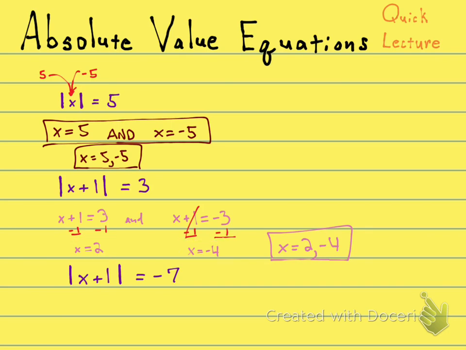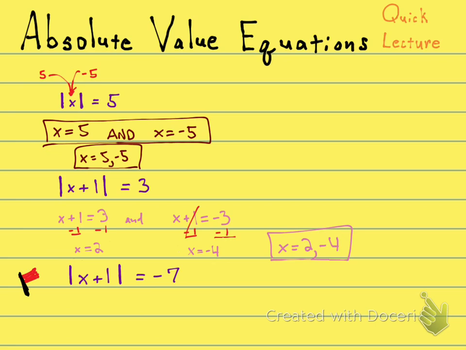And then there is something else to watch out for. There is a red flag. I'm going to put a red flag here. This one down here, the absolute value of x plus 1 is negative 7. And I don't even have to work this one.